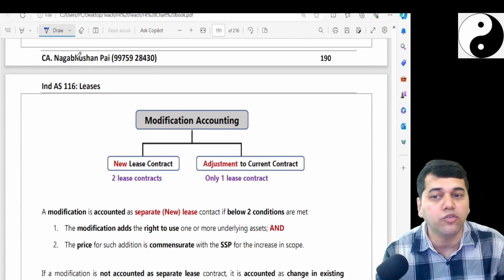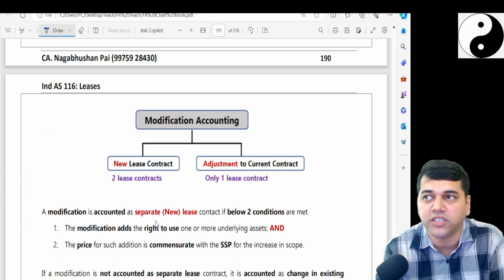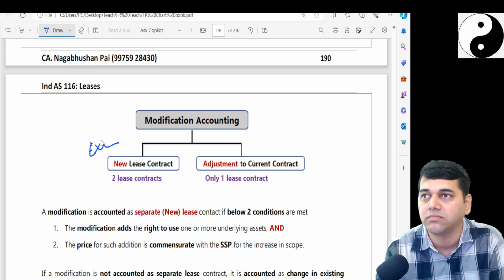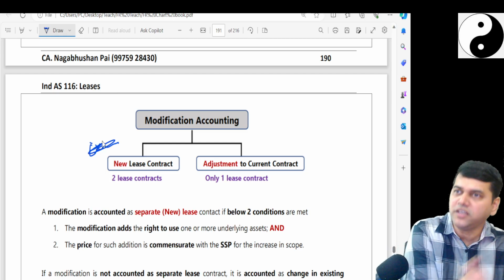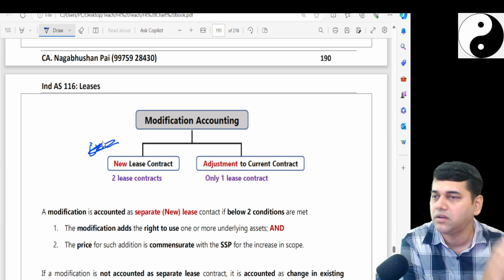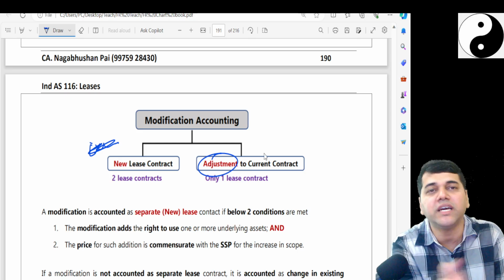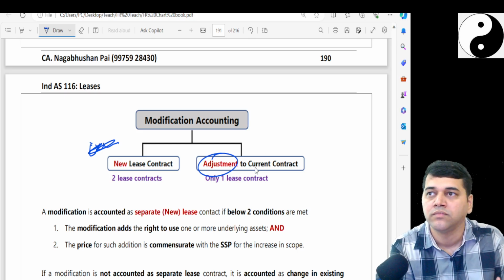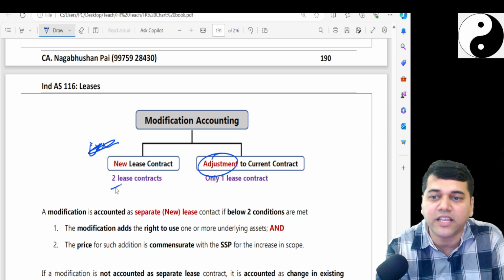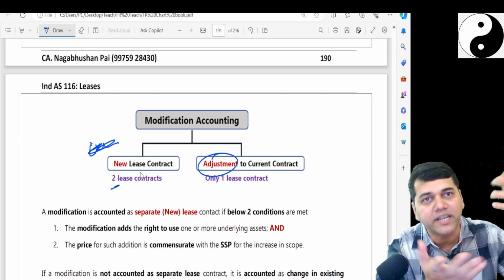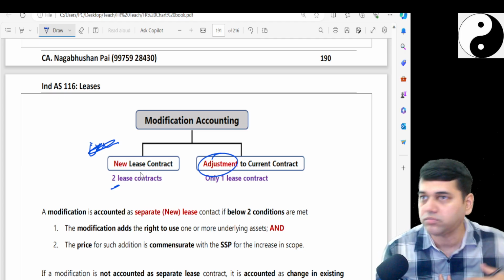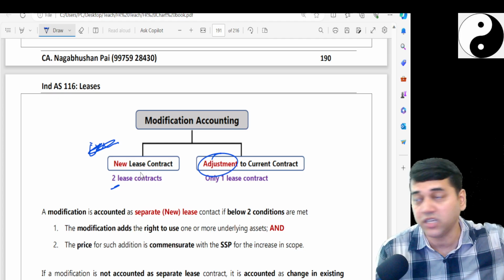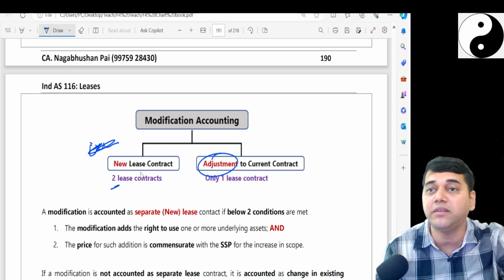Now, how to account the modification? Simple. The modification, you should account it as a new contract. Not extinguishment. You entered into a new contract, it's a new lease. Or adjustment to the current lease only. If you account it as a new lease contract, there will be two lease contracts. One is the old lease contract and there is a new lease contract. Like, I have taken this room. I want one extra room. Take one more room. Now, question comes, is that room a new lease or is it the same lease?